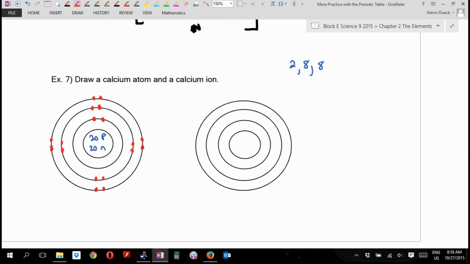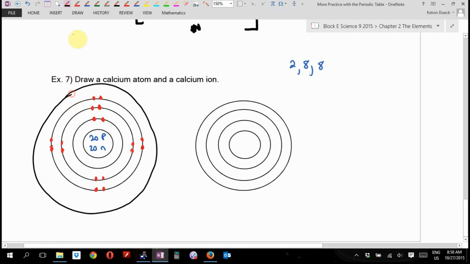You're right. Okay. I can't draw circles. 1, 2. There. It's a circle. Calcium doesn't like this situation. It's got those 2 extra electrons. It really wants to get rid of them. So when it forms an ion, what will an ion look like?